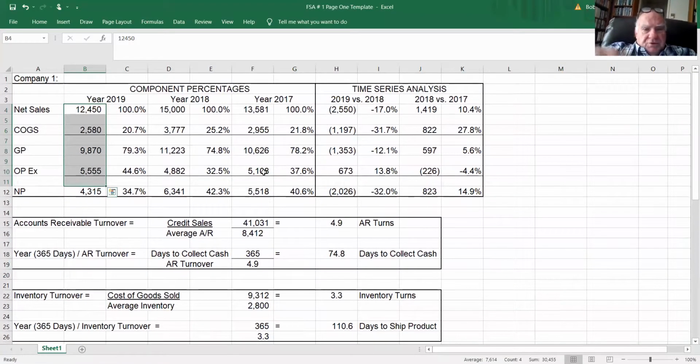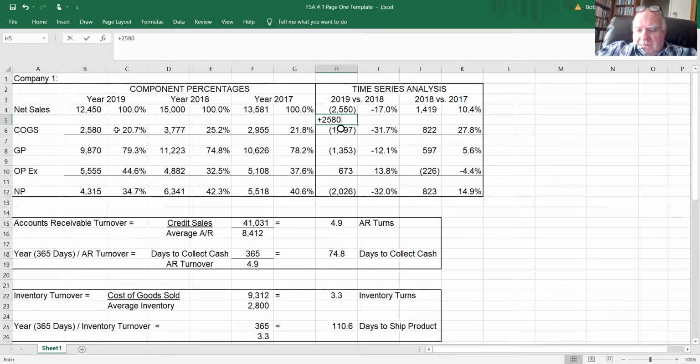So once you have that information, you post it into your spreadsheet. These percentages here you see in row C, all these are the component percentages of sales. 2580 divided by 12,450 should equal 20.7. I put it in the wrong cell, but you get the idea. Okay. So your component percentages are simply that, a percentage of sales. And just like these dollars have to add down, 12,450 minus 2580 equals 9870 gross profit. Operating expenses, I'm going to change this to operating profit. That's what it should be, operating profit, 4315. So those are the component percentages.